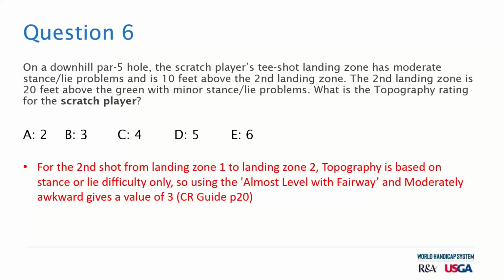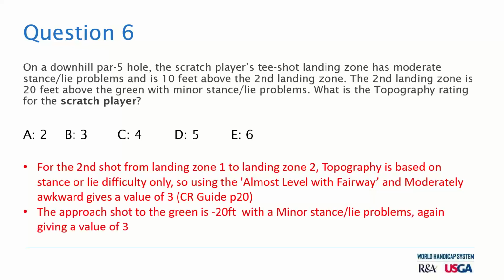Just note within the table for topography, the elevation change is the shot from the landing zone to the green. So from landing zone 1 to landing zone 2, we're hitting the approach shot, not the approach shot to the green, so we're just evaluating the stance and lie problem. We use the almost level with the fairway, and that value gives us a 3 to start. The approach shot to the green is minus 20 feet with minor stance and lie problems, again giving us a table value of 3.